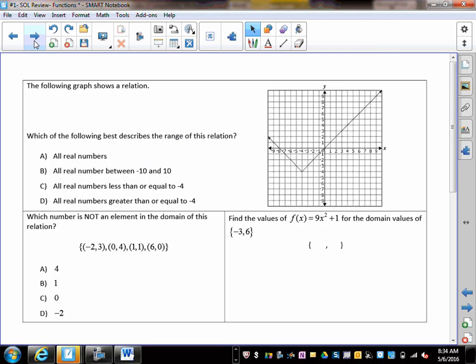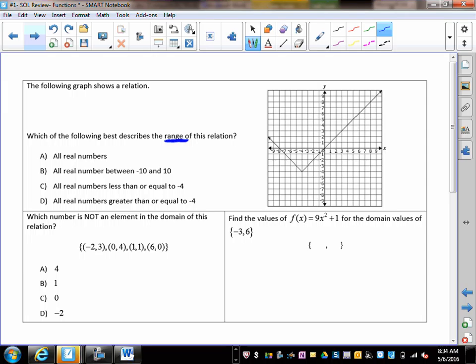The following graph shows a relation. Which of the following best describes the range of this relation? All right, so range. Again, is that x or y values? Thank you, Jason. I'm hoping everyone is knowing this. Yes. Range are the what? I want to hear everyone. Y. I only heard Freddie that time. Range are which ones? Jason, which range? Why? I want to hear every single person. I'm not going to move on until everyone says why. Range is what?